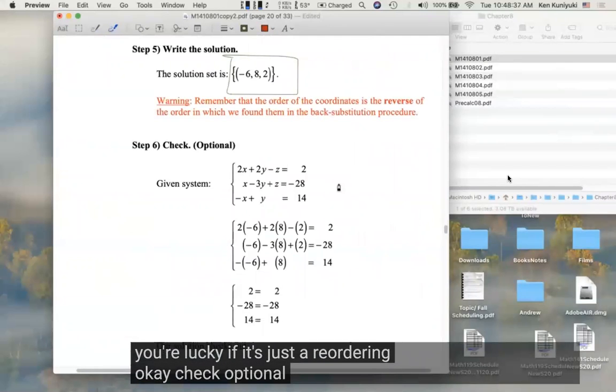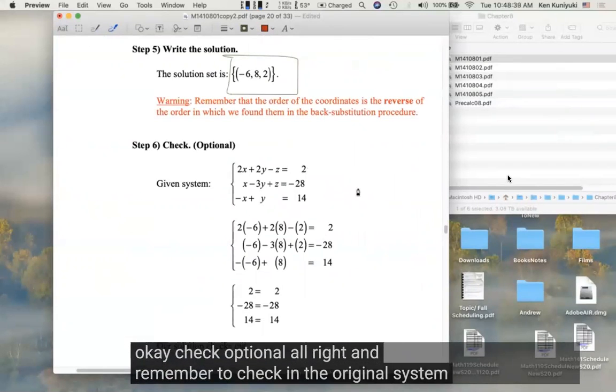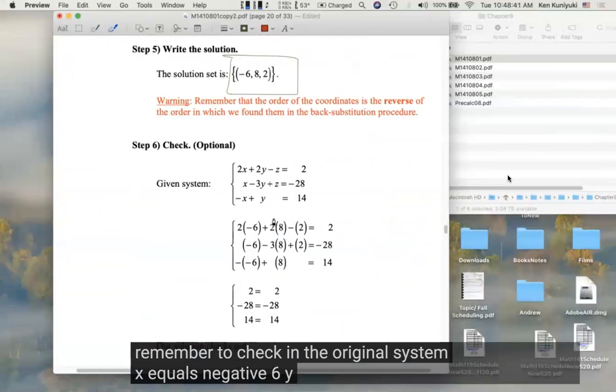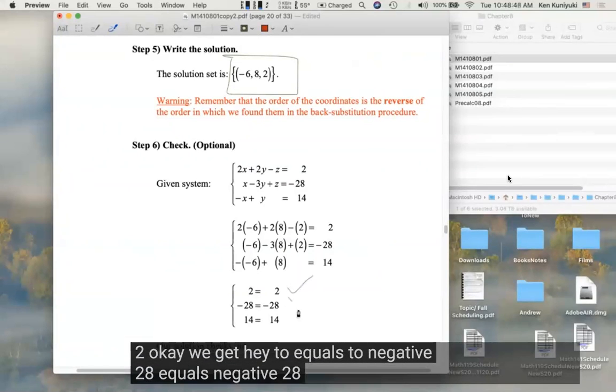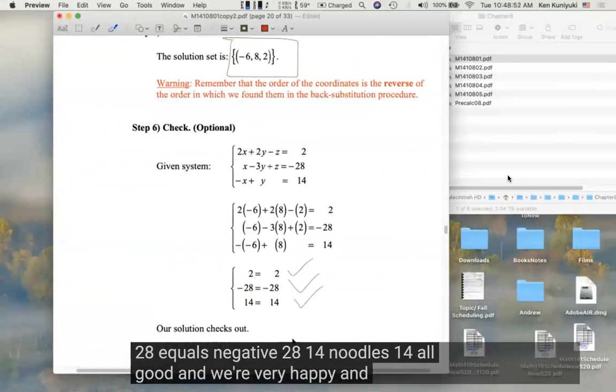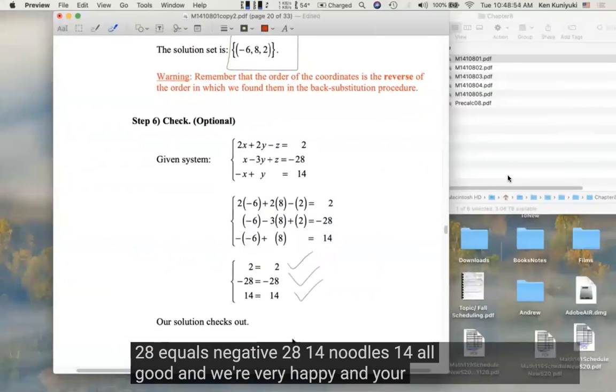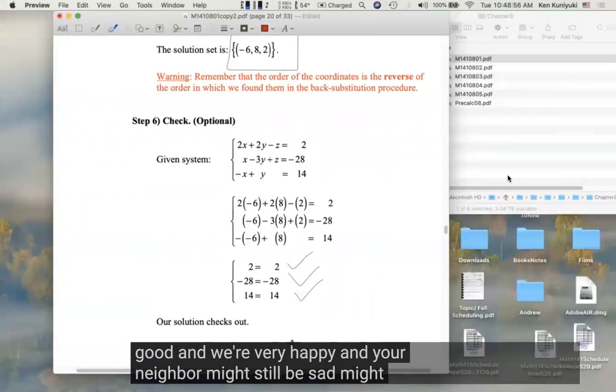Okay, check, optional. All right, and remember to check in the original system. X equals negative 6, y equals 8, z equals 2. Okay, we get, hey, 2 equals 2, negative 28 equals negative 28, 14 equals 14, all good. And we're very happy. And your neighbor might still be sad, might hate you.